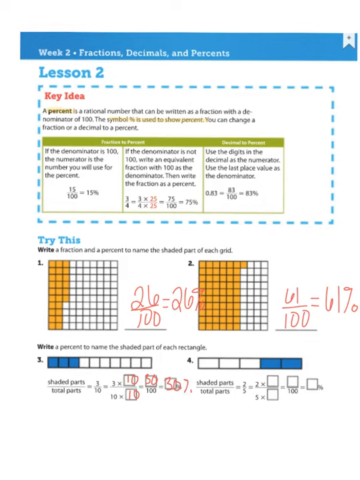On number 4, I have 2 shaded parts and I have 5 total parts. So I have 2/5 and I'm trying to find my percent. So 5 times what gets us to 100? So 5 times 20 gets us to 100. So I'm going to multiply the top and the bottom both by 20. And 2 times 20 is 40. 5 times 20 is 100. So 40 over 100 would be 40%.